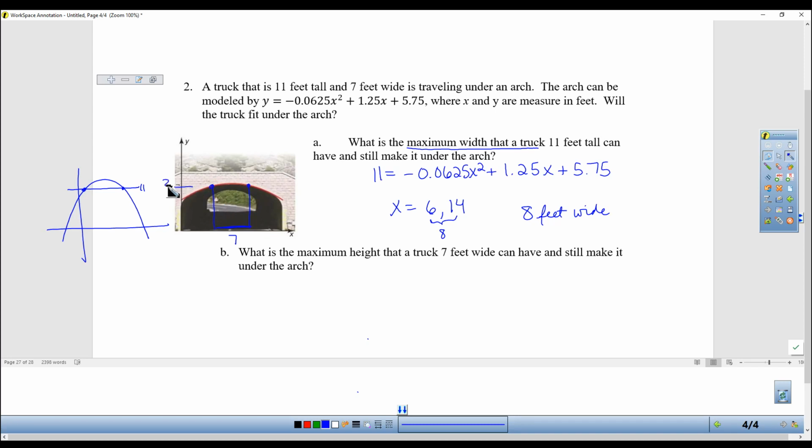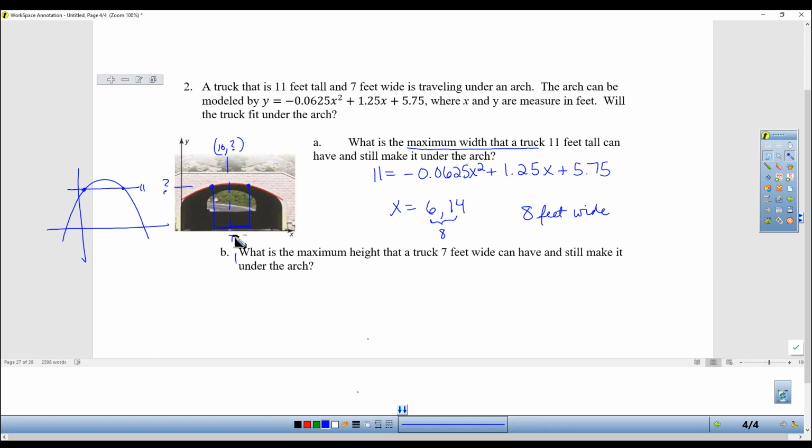Their question is, how high can it go if it's 7 feet wide? So just like the 8 feet was the span between the 6 and the 14, the 7 feet must be the span between 2 numbers. So the real question you have to ask yourself is, what is the vertex? Well, based on the 6 and the 14, the vertex was at 10 comma something. Doesn't actually matter what it is.